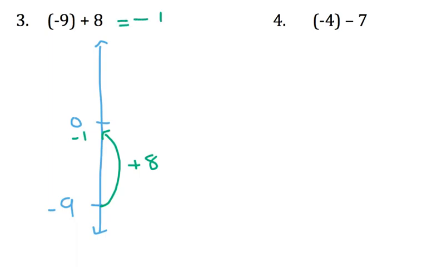If that one was confusing at all for some people, you probably should have just started numbering it and going all the way up a total of 8 spaces. And if you were to do that, you should have ended up at -1.